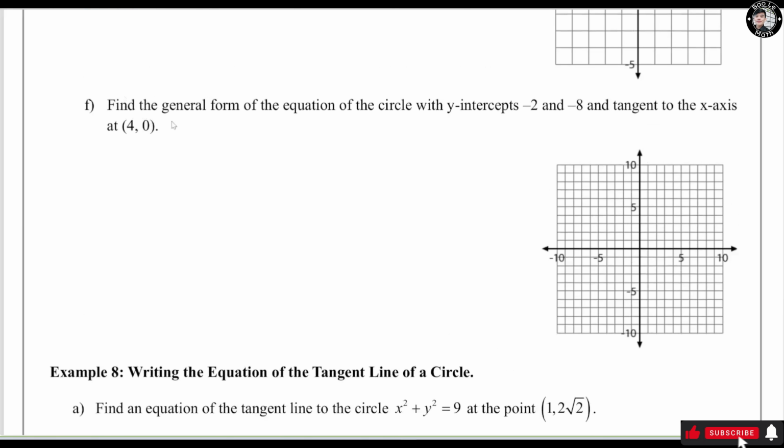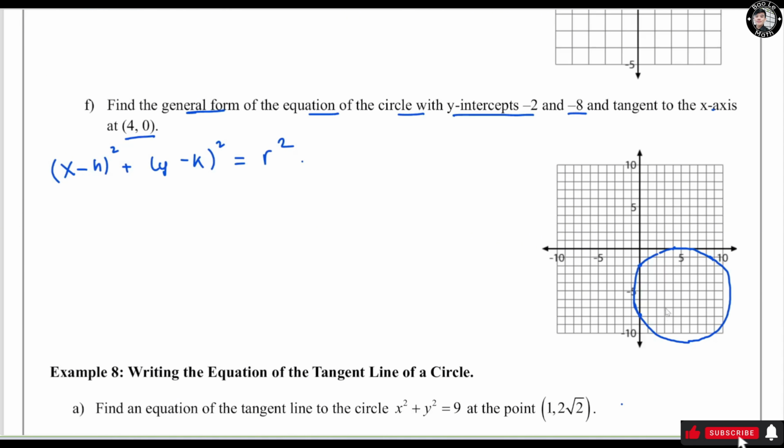Now question F, find the general form of the equation of the circle with y-intercepts negative 2 and negative 8, tangent to the x-axis at 4, 0. Now if you graph the circle, it could be something like this, right? The circle has y-intercepts negative 2 and negative 8, so this is negative 2, this is negative 8. And tangent to the x-axis at the point 4, 0. So 4, 0 is right here, right?